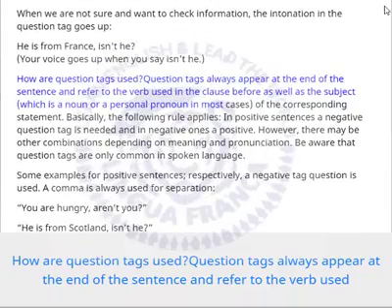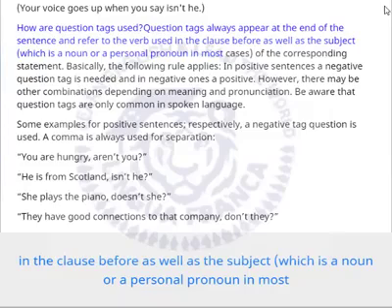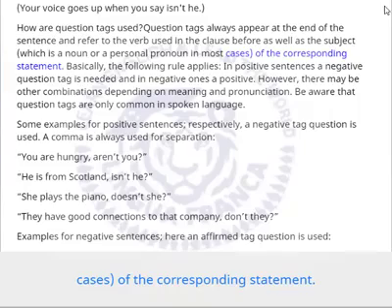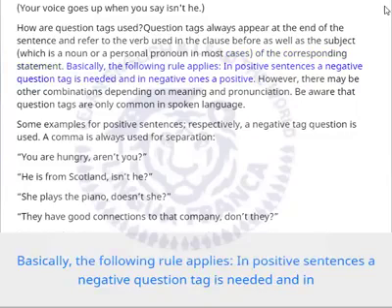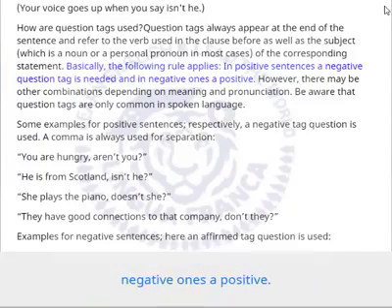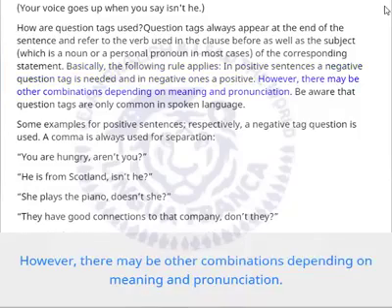How are question tags used? Question tags always appear at the end of the sentence and refer to the verb used in the clause before, as well as the subject, which is a noun or a personal pronoun in most cases, of the corresponding statement. Basically, the following rule applies: in positive sentences a negative question tag is needed and in negative ones a positive. However, there may be other combinations depending on meaning and pronunciation.